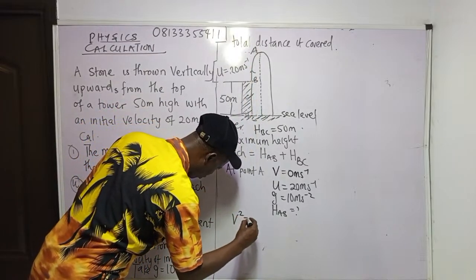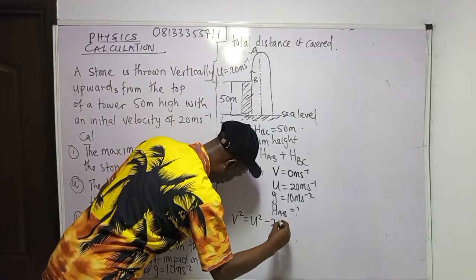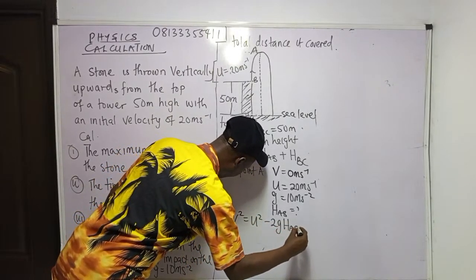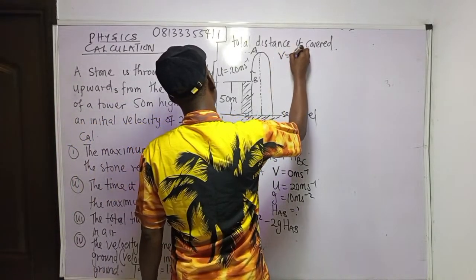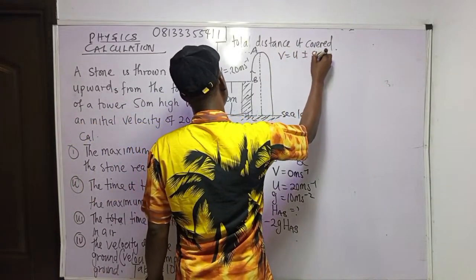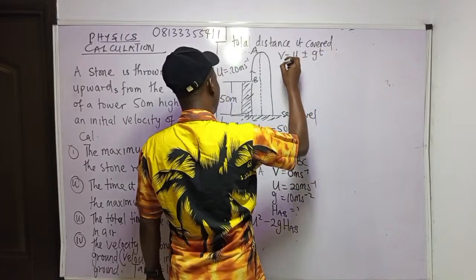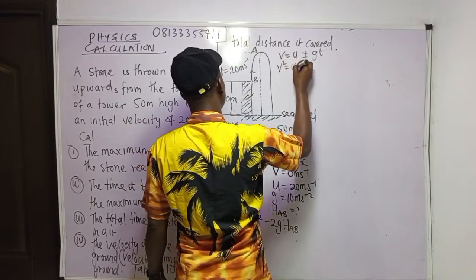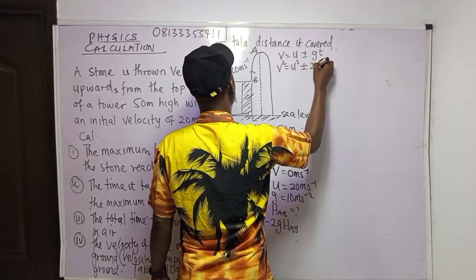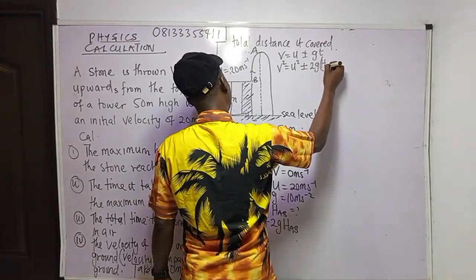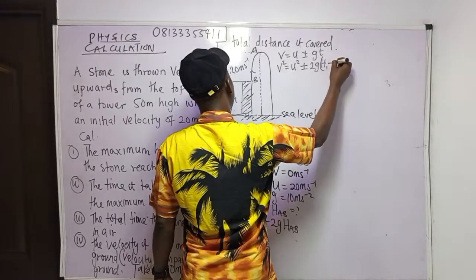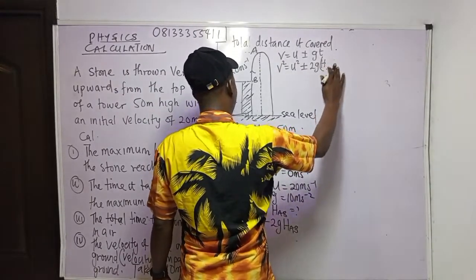We use V square equal to U square minus 2G HAB. Don't forget that we have V equal to U plus or minus GT. We have V square equal to U square plus or minus 2GH. Now this H is most of the times H1 minus H0. I'm going to explain that.